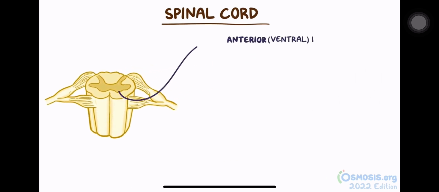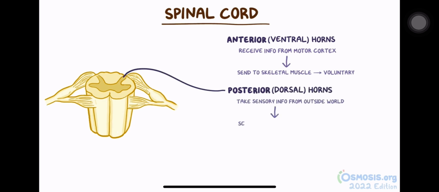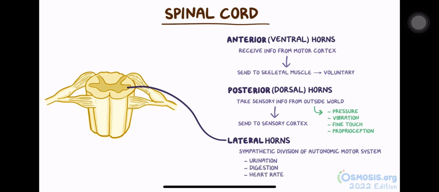The anterior or ventral horns receive information from the motor cortex of the brain and then send it to the skeletal muscles to trigger voluntary movement. The posterior or dorsal horns take sensory information from the outside world and send it to the sensory cortex of the brain. Sensory information includes pressure, vibration, fine touch, and proprioception, or the awareness of one's bodily position in space. Finally, there are the lateral horns, which are mainly involved with the sympathetic division of the autonomic motor system.